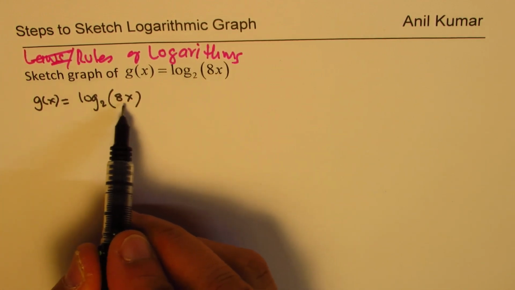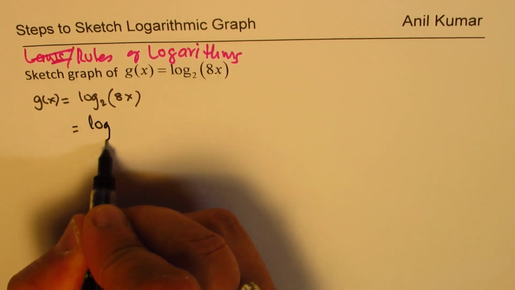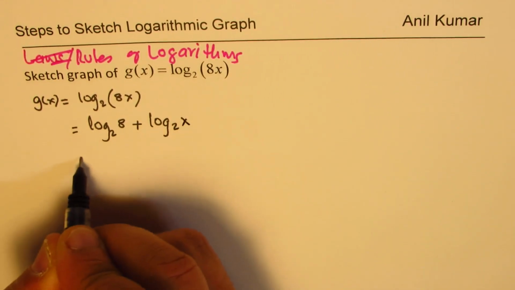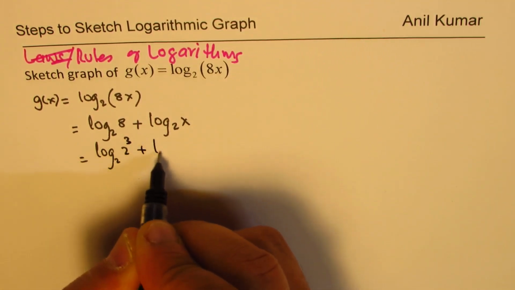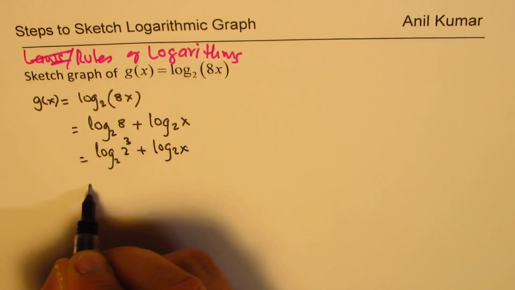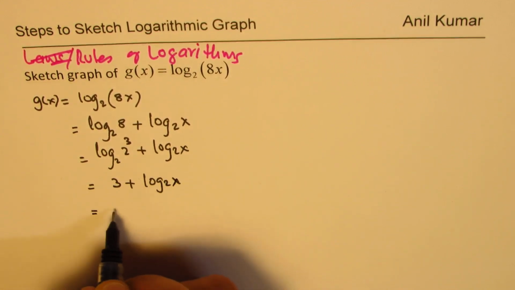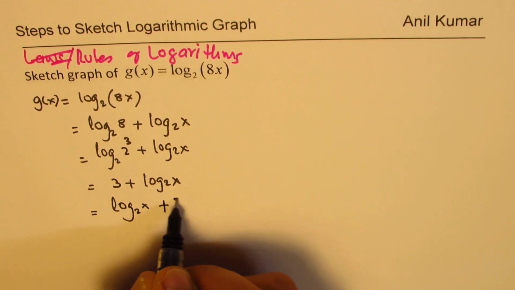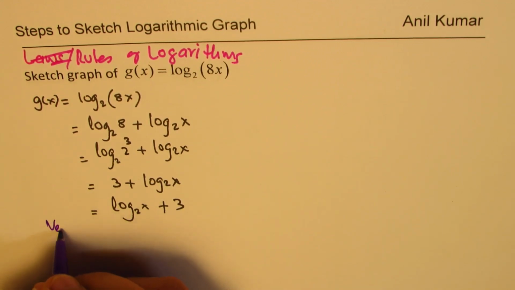So when we have log to the base 2 of a product, it could be written as log to the base 2 of 8 plus log to the base 2 of x. Now 8 is what? 8 is 2 cubed, right? So that means we are saying 3 plus log to the base 2 of x. That means basically we are saying log to the base 2 of x plus 3. Now that plus 3 means it is a vertical translation, right?